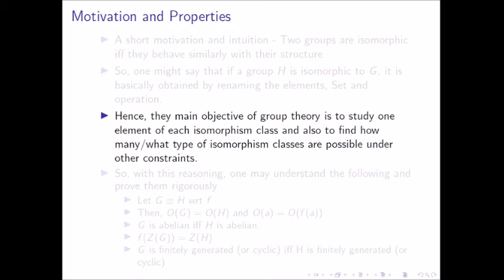Indeed, the main objective of studying group theory, the theoretical part of it, is to study one element of each isomorphism class and also to find how many or what type of isomorphism classes are possible under other constraints. For example, give me size 4. We have already seen that there is a cyclic group of size 4, that is Z4. Also, Z2 cross Z2, the Klein 4 group, is not cyclic but also of size 4.